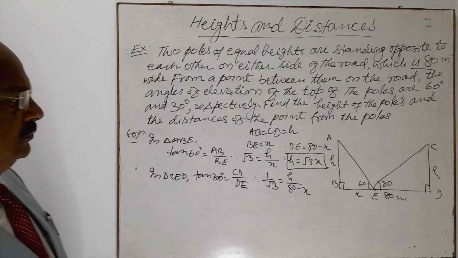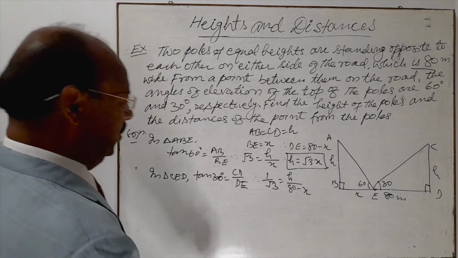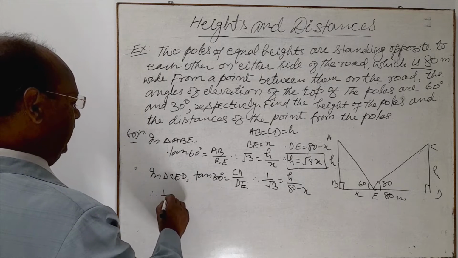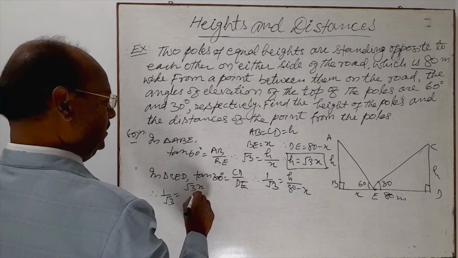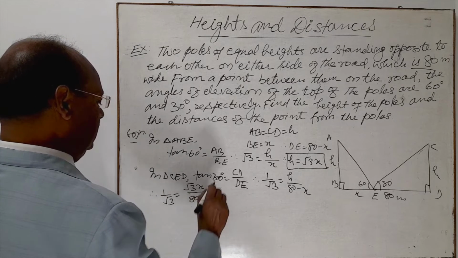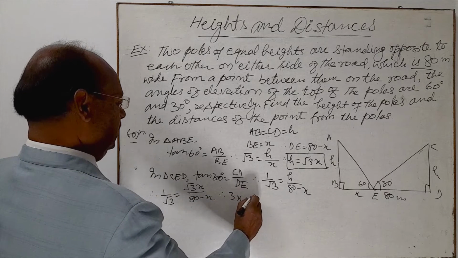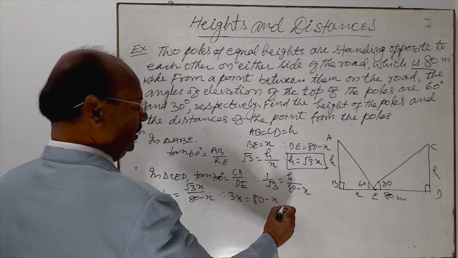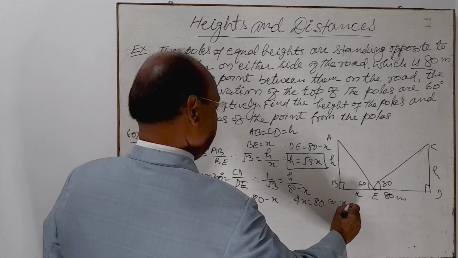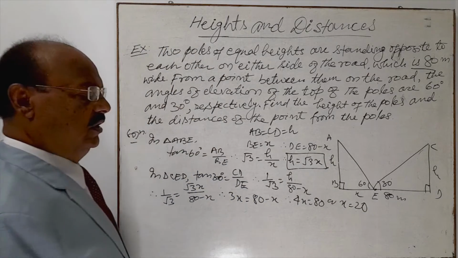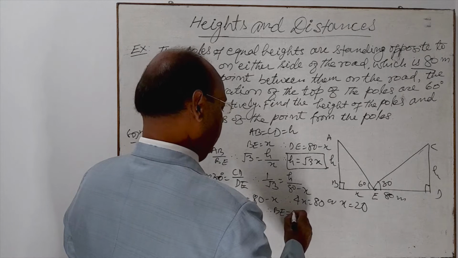Correct? Now in place of H, we can put root 3x. So therefore 1 by root 3 is equal to root 3x upon 80 minus X. By cross multiplication, 3x is equal to 80 minus X and therefore 4x is equal to 80 or x is equal to 20. So distance BE is equal to 20 meter.